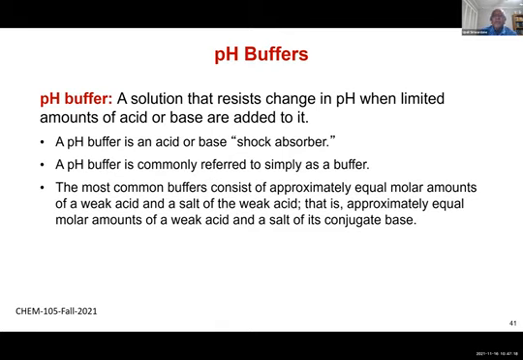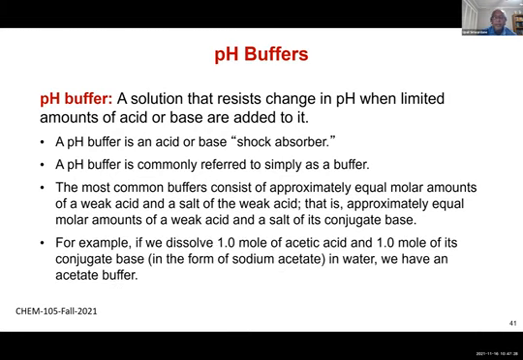So how do you make a buffer? Pick a weak acid and the conjugate salt of that acid. For example, if you take 1 mole of acetic acid and 1 mole of sodium acetate solution, this is the weak acid and conjugate base combination. Then you produce an acetate buffer.